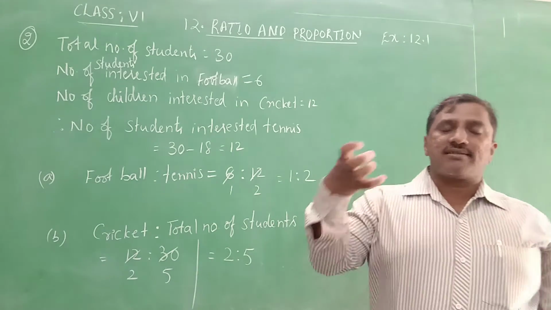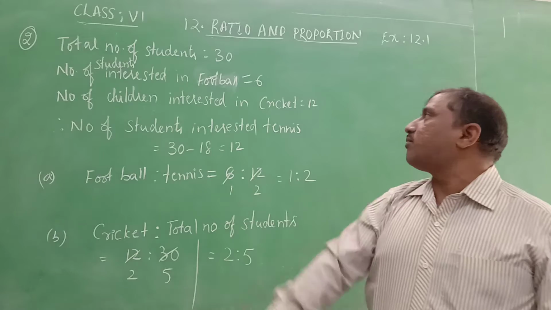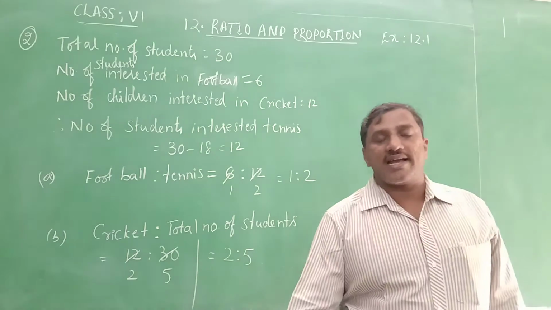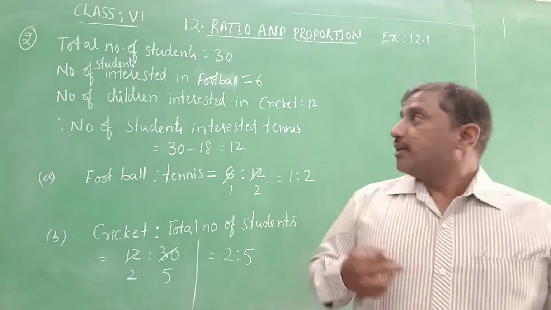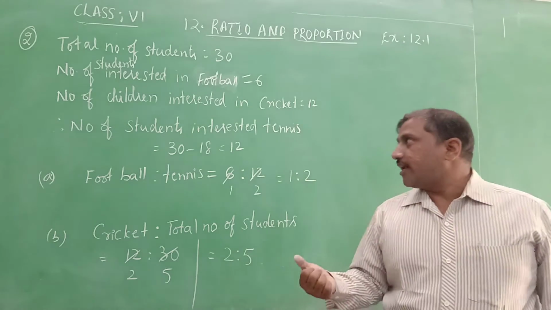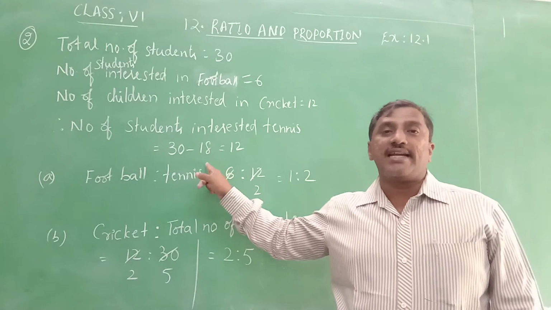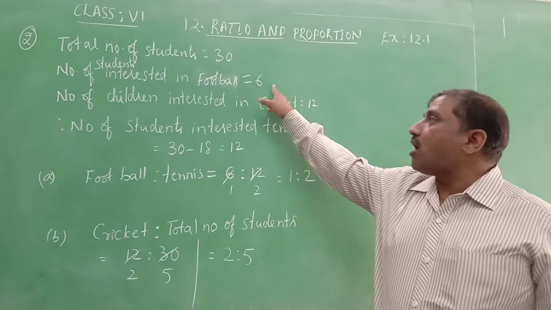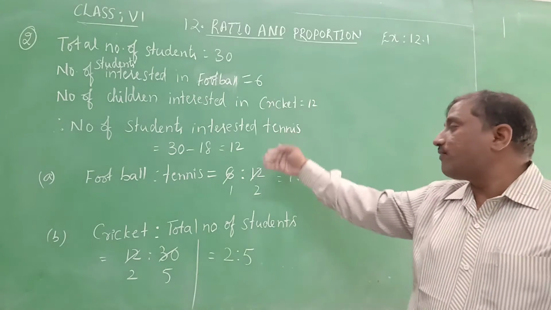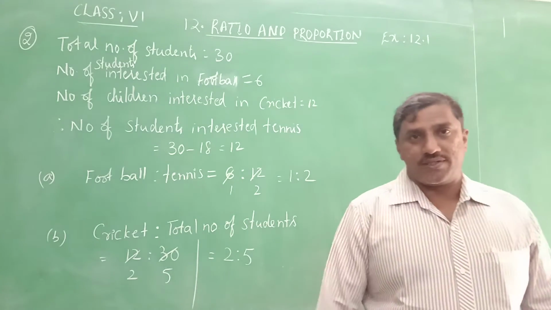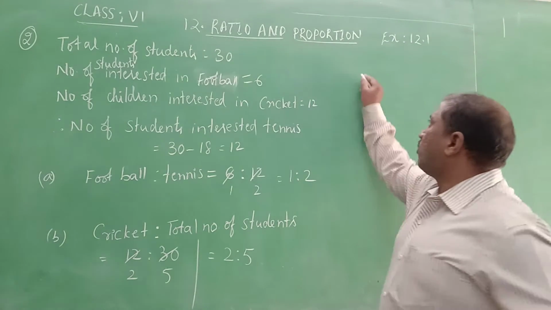Here, in a class, 30 students are there. In that, 6 are interested in football, 12 are interested in cricket, and the rest are interested in tennis, the third sport. So how many children are interested in tennis? That is 30 minus 18. What is 18? The number of children who are interested in football and cricket. Then we will find the required ratios. Clear? Right. Now, next we have the fourth question.